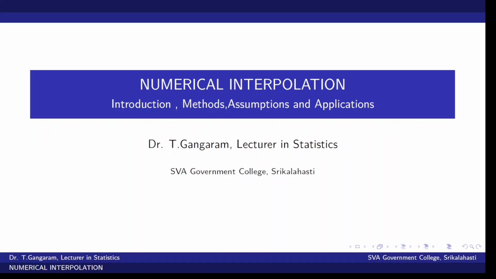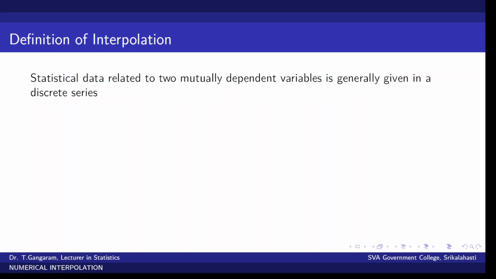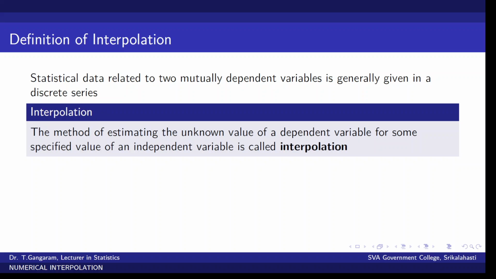In this video lecture, we will discuss the second unit of your minor paper, Numerical Analysis: numerical interpolation, introduction, methods, assumptions and its applications. Generally, statistical data related to two mutually dependent variables is given in a discrete series. The definition of interpolation is: it is a method of estimating the unknown value of the dependent variable for the known or specified value of the independent variable.